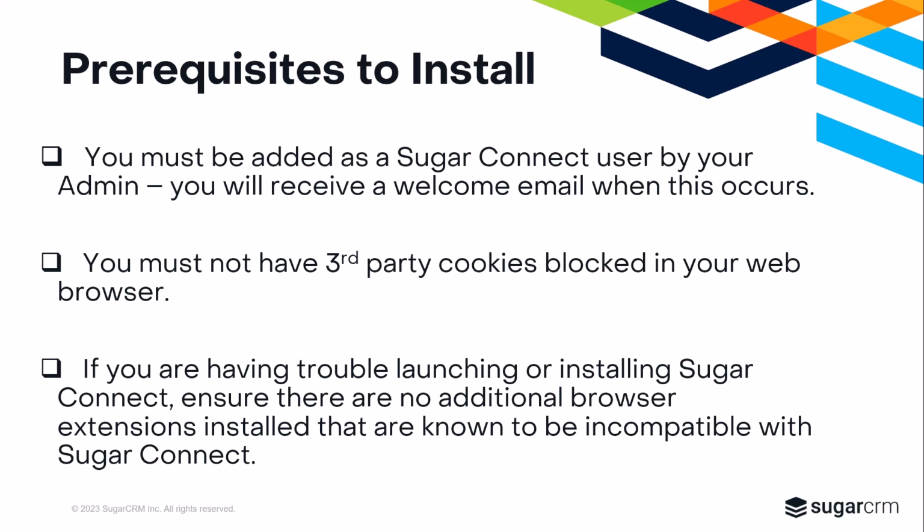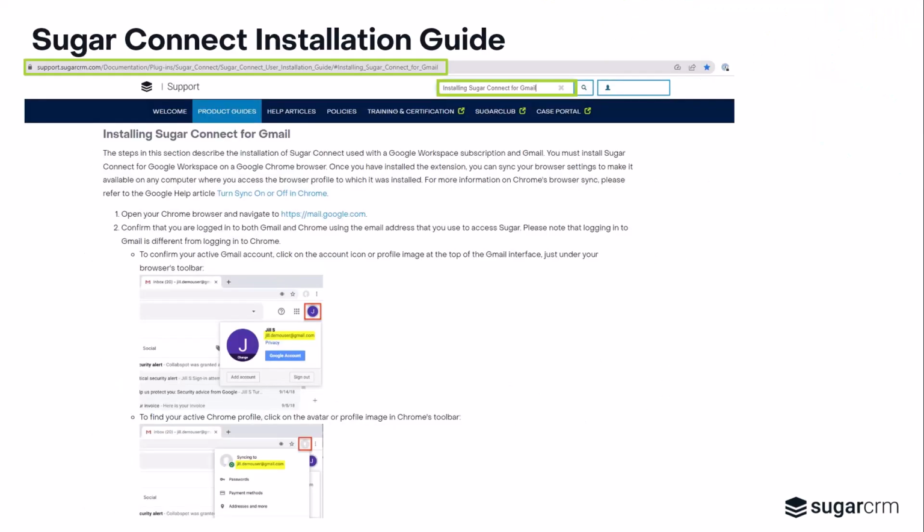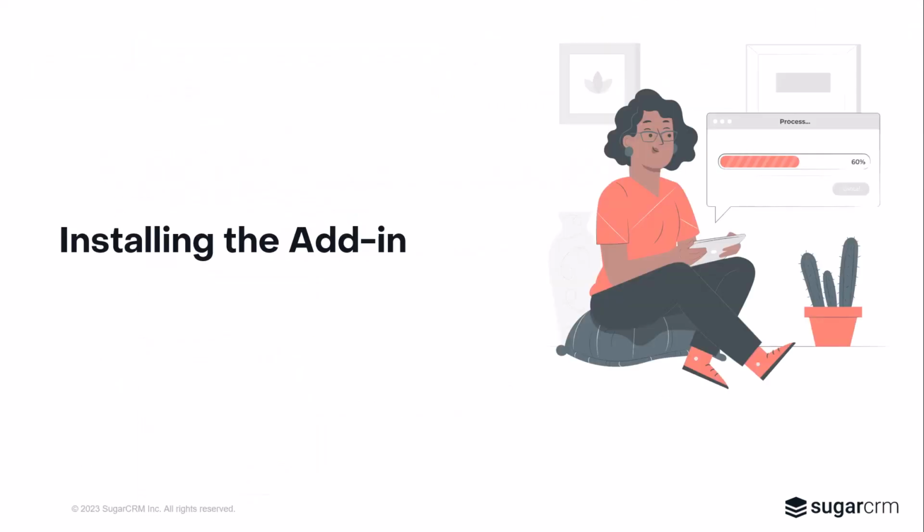If you are having trouble launching or installing SugarConnect, confirm that you have disabled any connectors that are known to be incompatible with SugarConnect. You can find that list in the supplemental material in this video's description. Now that we've outlined the prerequisites to install SugarConnect, let's begin the install.